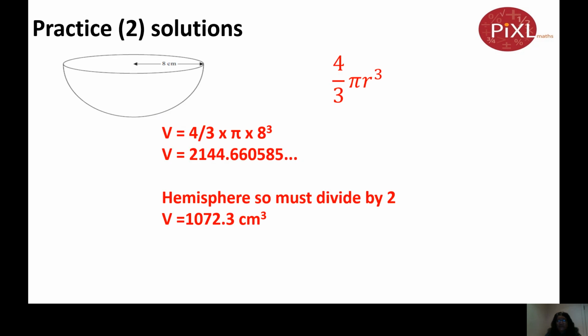This is a hemisphere. The hemisphere is half of a sphere. If we're asked to find the volume, first we find the volume of the sphere, because it's going to be the same radius. And then we get the answer. We have to divide this by 2 to find the volume of the hemisphere.